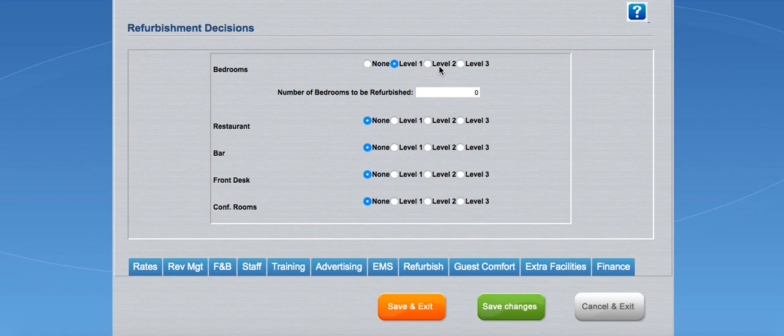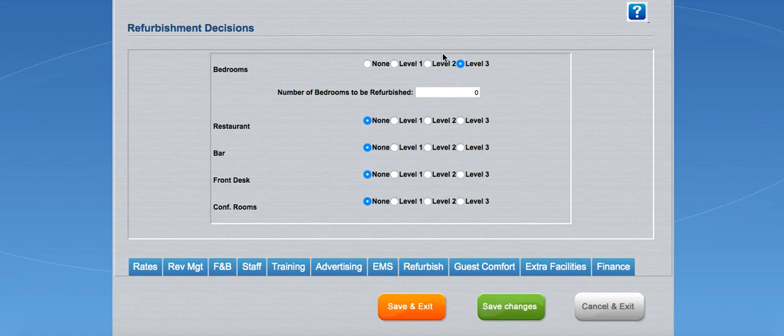Level 2 does the same items, but then also replaces some of the key items that wear out more frequently, things like towels and linens. Level 3 is a complete rebuild. This is rip everything out, repaint, restructure, new furniture, absolutely everything. So of course there's quite a big cost difference. Level 3 is going to cost something in the region of $17,000 to $20,000. Level 1 is going to cost in the region of $1,000. So we've got a big difference there.